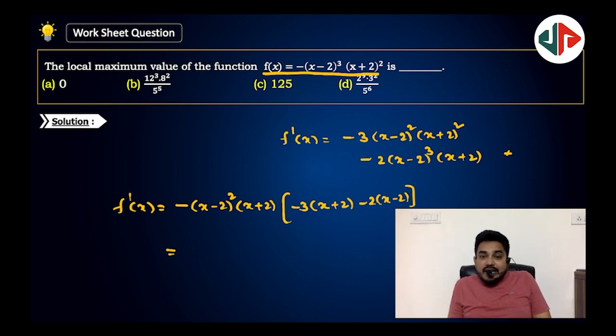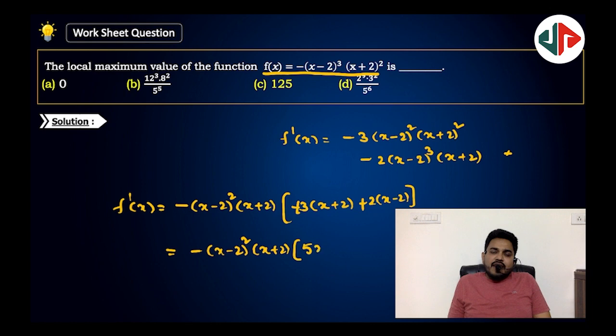So yeah, I have taken the minus already, so this will be plus values. So this is minus of (x minus 2) whole square into (x plus 2), times (5x plus 6 minus 4 plus 2). This is f dash of x. So f dash of 2 is equal to 0, but on either side of 2 the function is not changing its nature, because here I want to look at this.